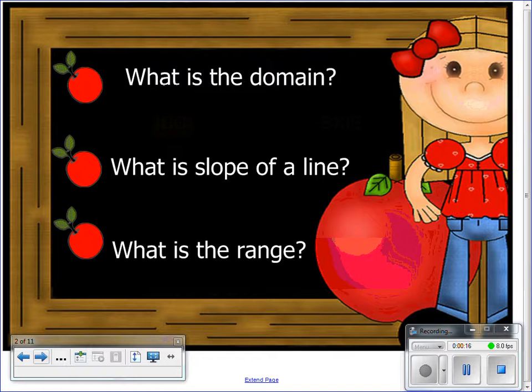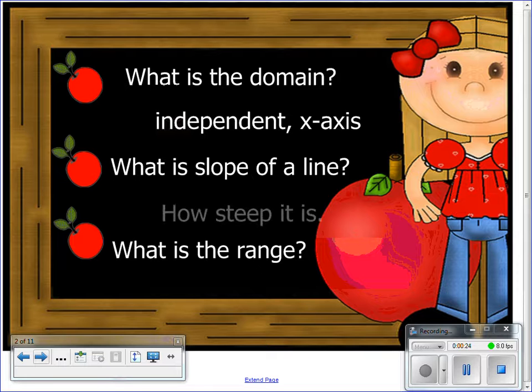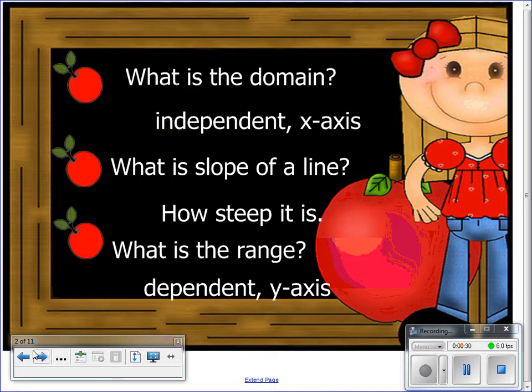So, what is domain? Domain is our independent variable, right? It's the x-axis. What is the slope? That's how steep our line is. And the range, that's the y, which is the dependent variable.